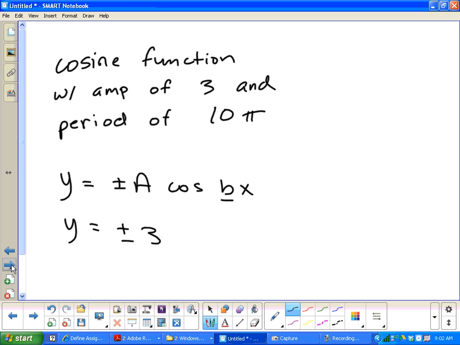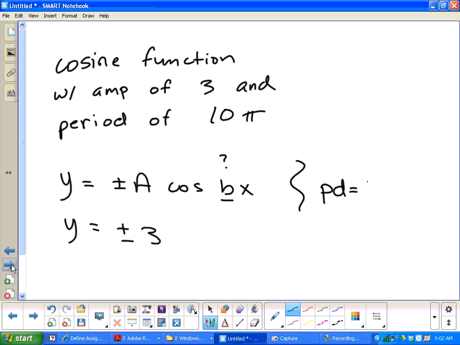So that's the real question on this problem: what is the b value? Okay, so we have to figure it out. We just can't say 10 pi, can we? When we're talking about period and phase shift, we're going to have to do some work. Really all it's going to amount to is a little bit of algebra. Let's go back to this formula and figure out what the b is.